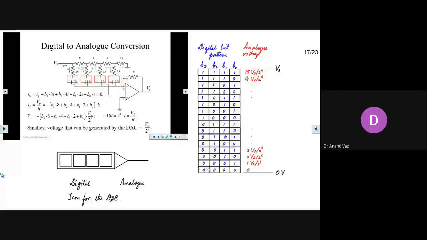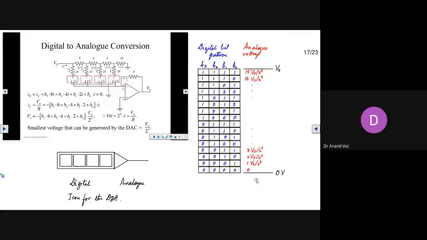So depending upon the values that we have for B0 to B3, starting from 0, 0, 0, 0 to 1, 1, 1, 1, we go step by step. So suppose you are here, you have 0, 0, 1, 0. That means you have the bit pattern 0, 0, 1, 0 corresponding to 2 Vs divided by 2 raised to 4. That means 2 Vs divided by 16. That means Vs divided by 8. So if Vs is 10 volts, then 10 volts divided by 8.